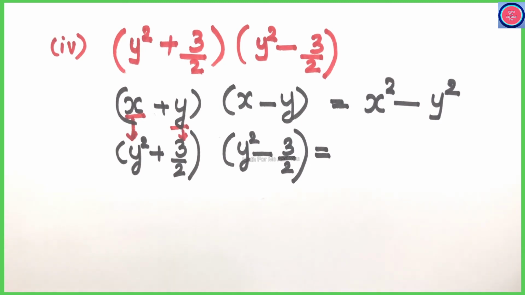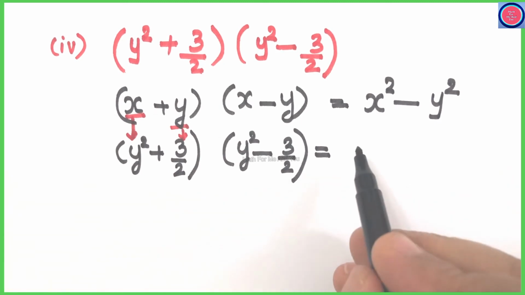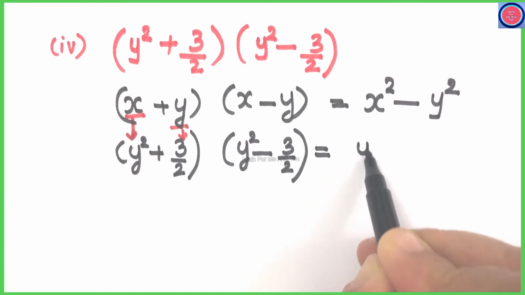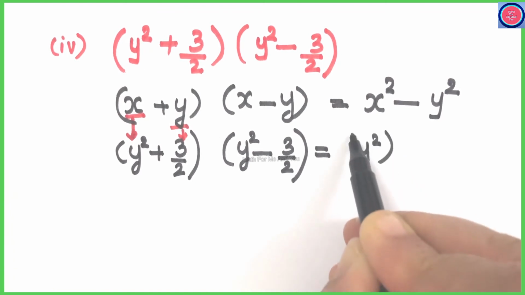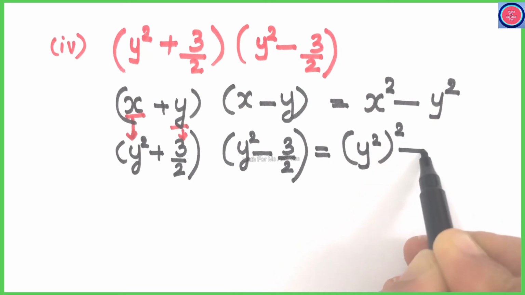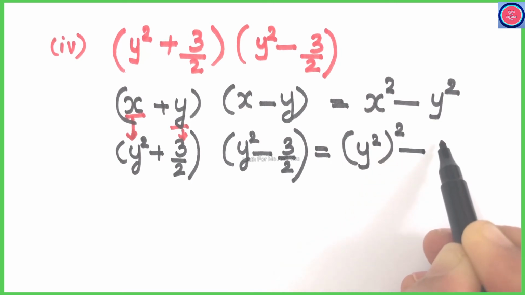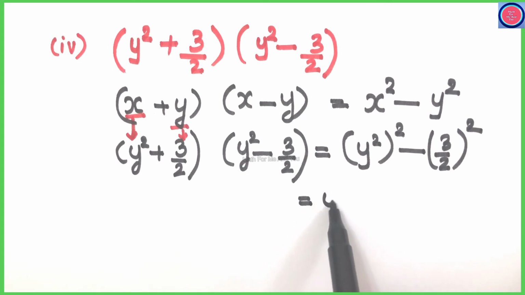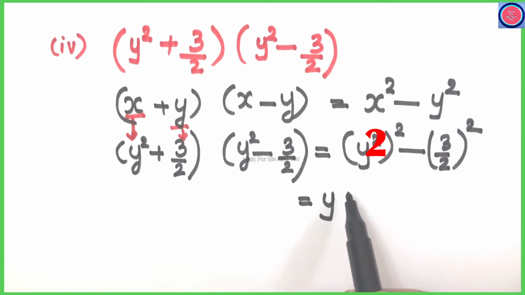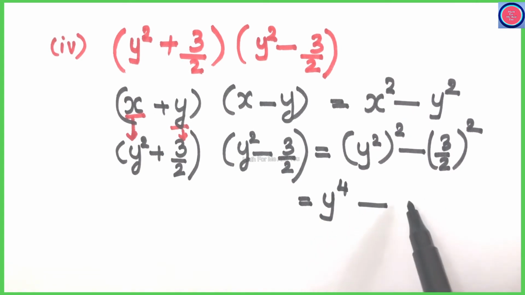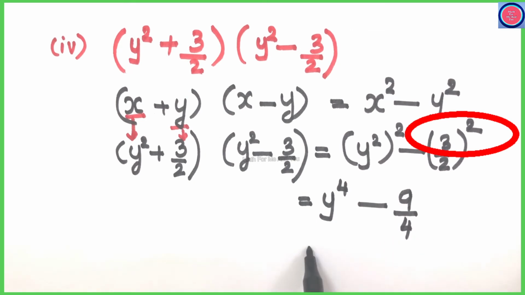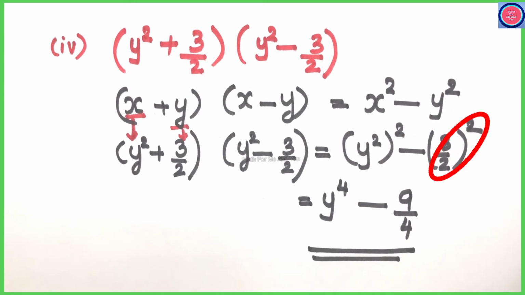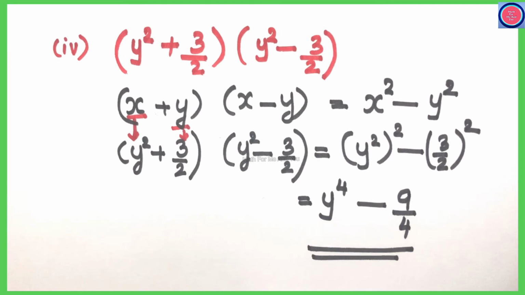So the right side, we are going to write the answer as x we have to change with y square. So in place of x, write y square, then give the power 2 minus y we change with 3 by 2, then the power 2 equals y square again to the power 2 means multiply the powers. 2 times 2 is 4 minus. Here the power numerator and denominator we have to put separately. 3 square is 9 over 2 square is 4. So we get the answer y power 4 minus 9 by 4.